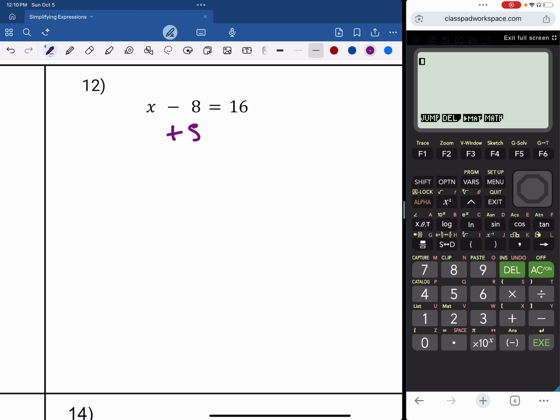So plus 8 on the left side. And whatever you do to one side, you do to the other side. So I'm going to add 8 over here as well.